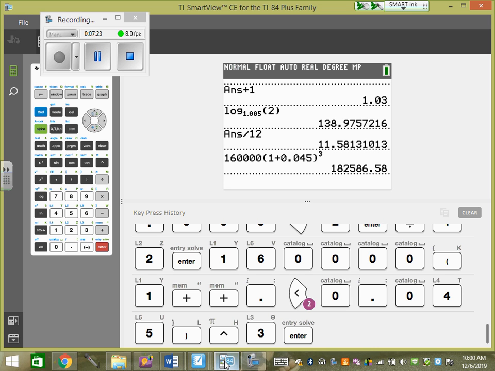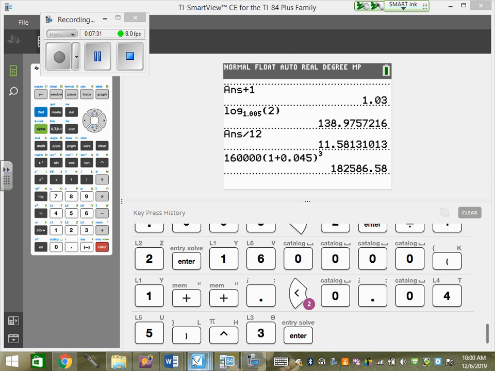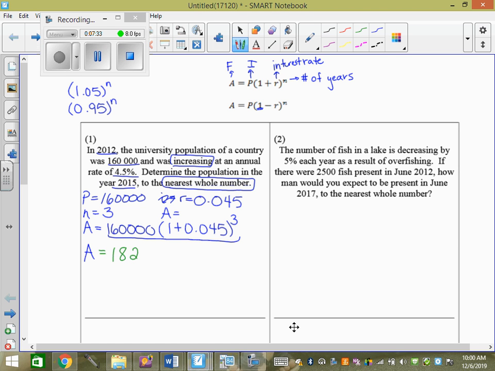So if we could only fit 182,586.58 humans into a trailer, this is really weird right now. We can only fit 182,586 humans. Super creepy. Okay, 182,000. What was the answer? I can't remember. 586? Boom. All right, number 2.